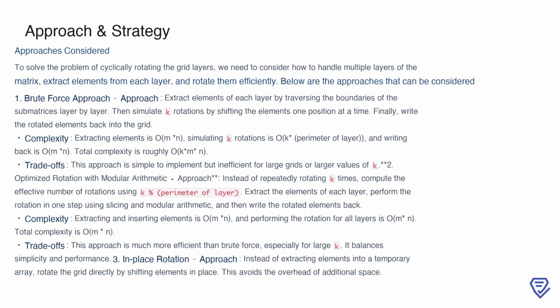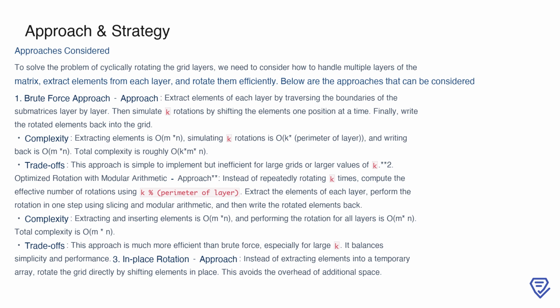A better alternative is to optimize the rotation process using modular arithmetic. In this method, instead of performing k individual rotations, we compute the effective rotations using k % perimeter of layer. This allows us to perform the rotation in a single step by slicing the extracted elements and rearranging them. This approach significantly reduces the computational overhead and is more efficient for larger grids.